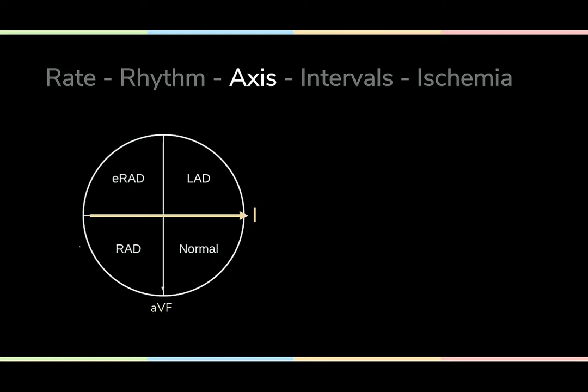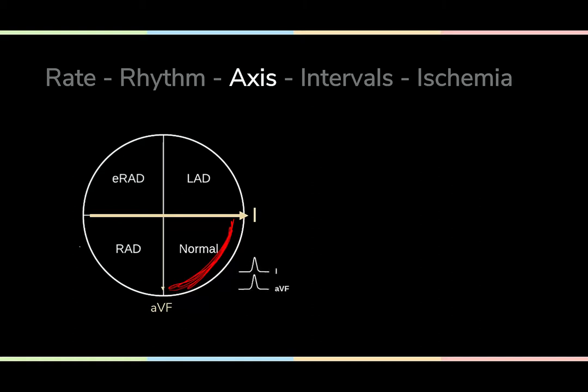Okay, so normally the axis of the resultant vector of the heart exists in this axis right here, so down and to the left. So in lead 1 for a normal axis, would the QRS complex be upgoing or downgoing? Upgoing. Right, in the same direction as lead 1. How about AVF, upgoing or downgoing? Upgoing. Correct, in the same direction.